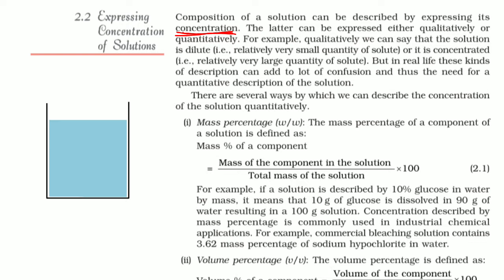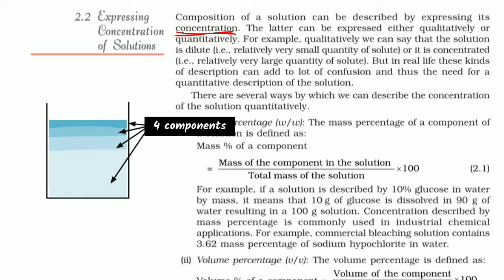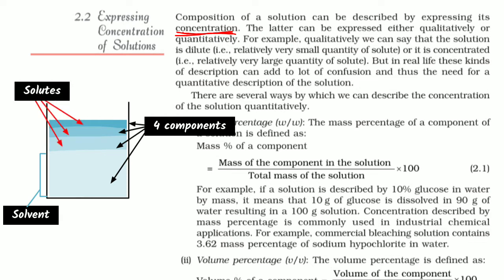Suppose the solution is prepared by more than two components. Then the one which is in the largest amount is the solvent. That means only one solvent can be present in a solution, because only one will be the largest. The other components are your solutes. There may be two solutes, or more than two solutes. So the amount of solvent is larger than the other components, that means the solutes, present in that solution.